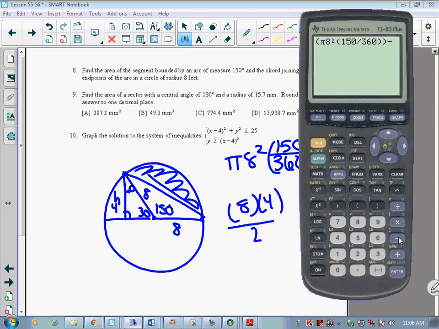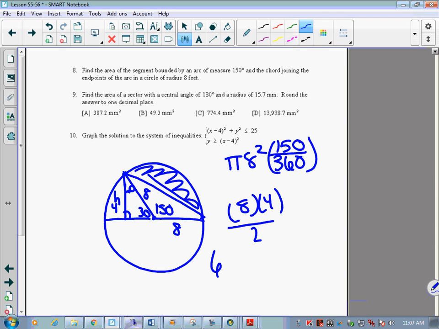well, we could probably do a lot of this in our head. 8 times 4 is what, 32? 32, and 32 divided by 2 is what, 16? Okay, so we're just going to subtract 16 out of that. All right, do they tell us how closely they want it? I'm not seeing anywhere where they do. And I get 67.77, which is the correct answer, 67.77, and it is feet squared.